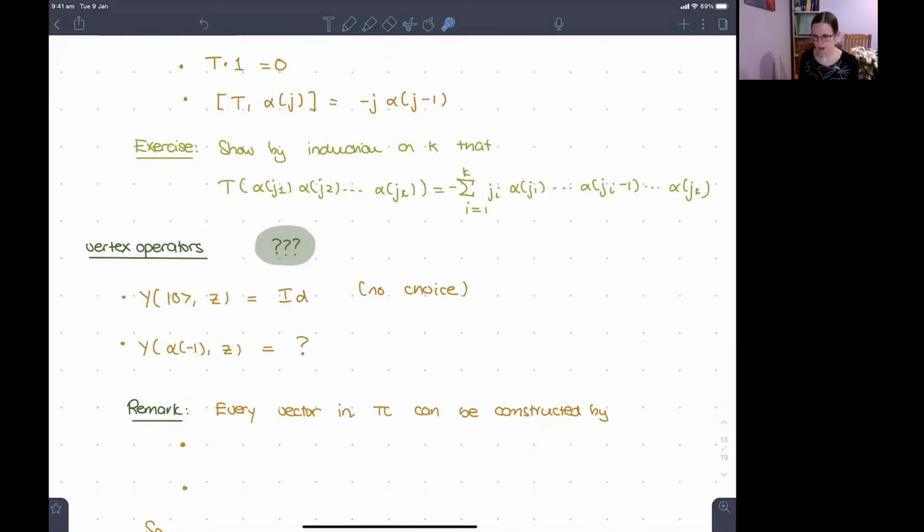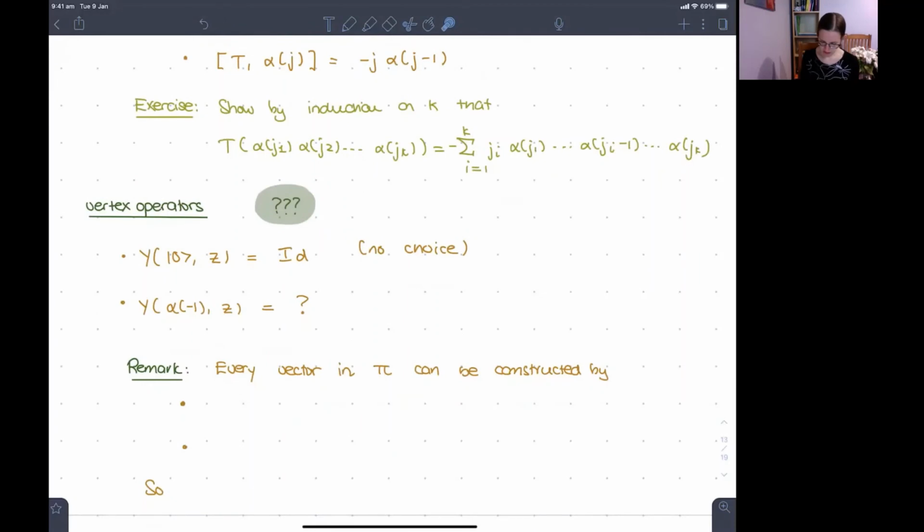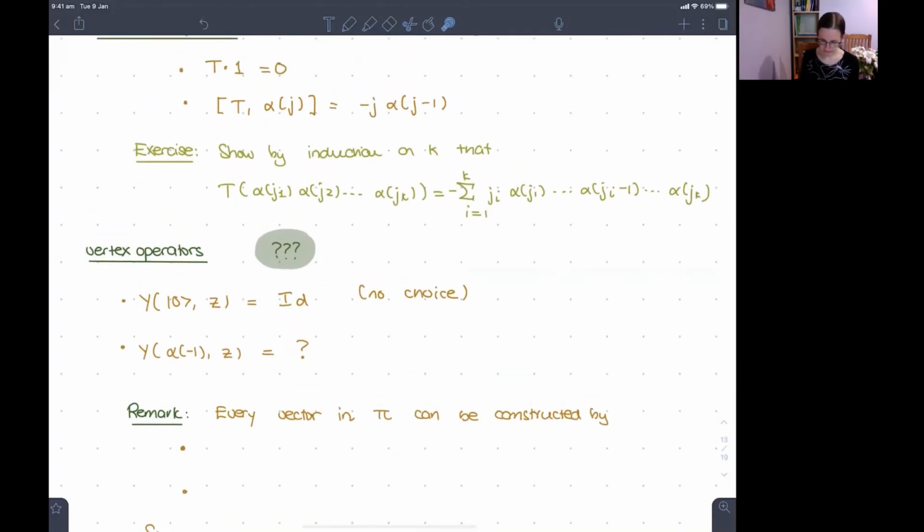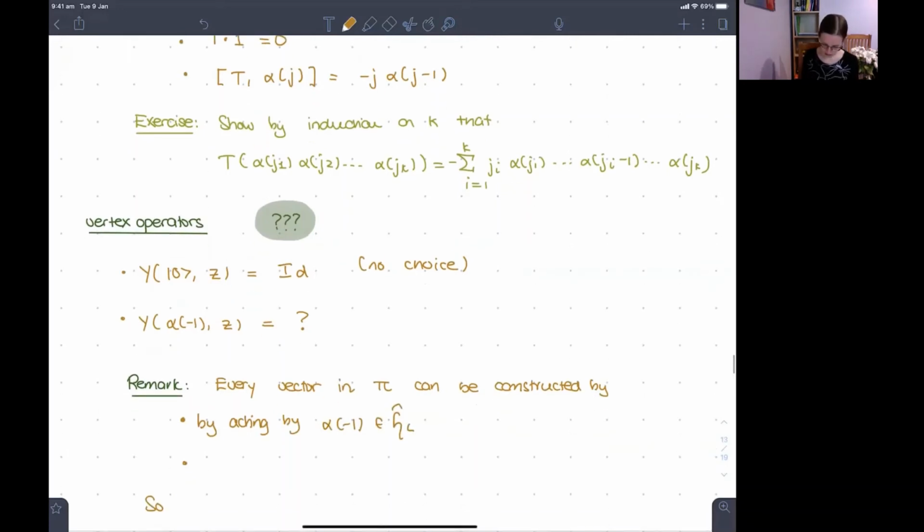And a remark is that, once we've made this definition of t, every vector in pi can be constructed by acting on 1 by alpha minus 1 a bunch of times, viewed as an operator, and applying t.